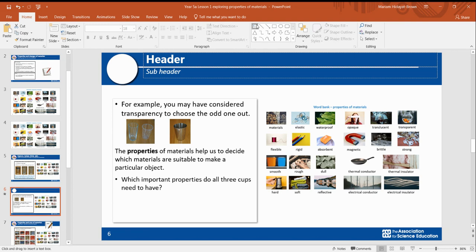So for me, if I was going to design a cup, I would need to make sure that it was rigid, that it kept its shape. So rigid, perhaps it would be waterproof. Perhaps it could also be hard, and also quite strong. You want a material which is fairly strong because you want it to hold its shape and you want it to last a while, don't you?